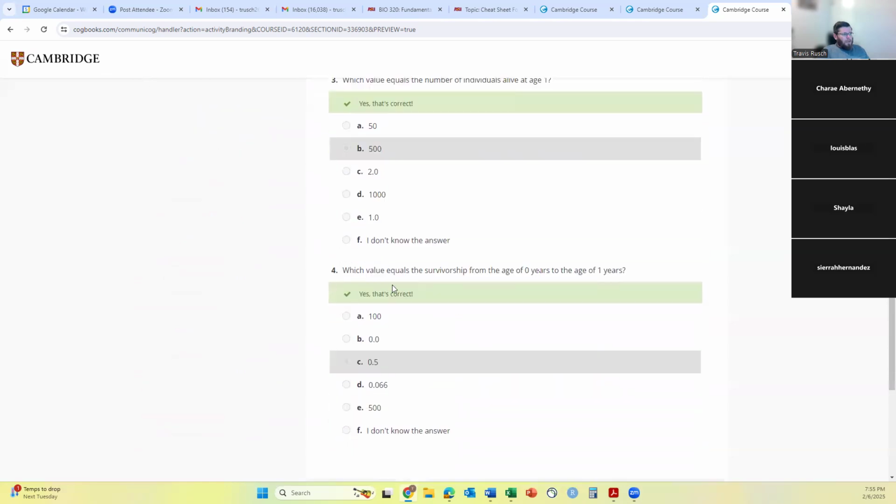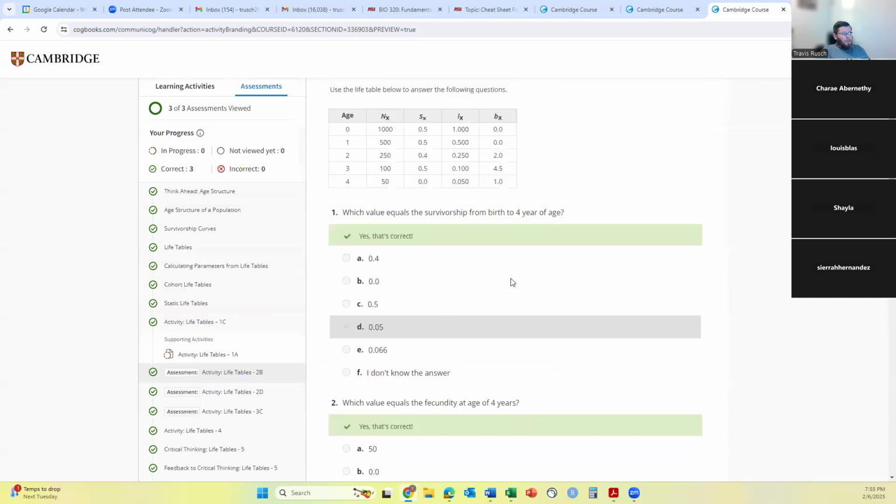Okay, and this says which value equals survivorship from age 0 to age 1 of years. And this is where I don't like CogBooks because it shouldn't say survivorship, it should say survival rate, because that's how they defined it initially. And this is where they get a little loose with it. So if we say survival rate from age of 0 years to age of 1 years, that leaves us with what we said was survival rate, S of X, right? So that's the first value from 0 to 1, that's the survival rate.